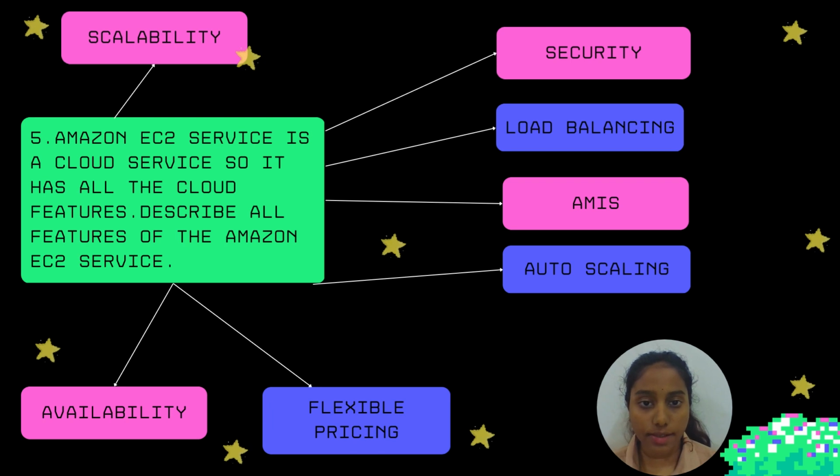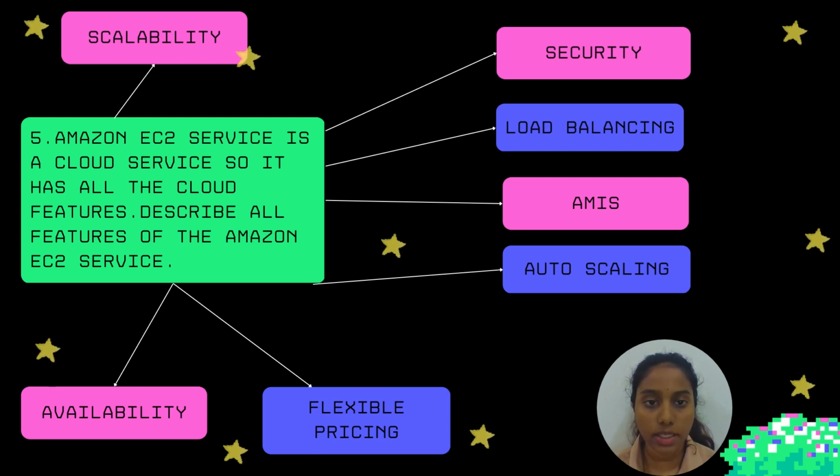The sixth is flexible pricing. EC2 offers different pricing options, including on demand, reserved, and spot instances. Spot instances are where users can bid on unused EC2 capacity and pay the current spot price, while on-demand instances are billed by the hour with no long-term commitments. Reserved instances give a significant discount on the hourly rate in exchange for a one-time payment.